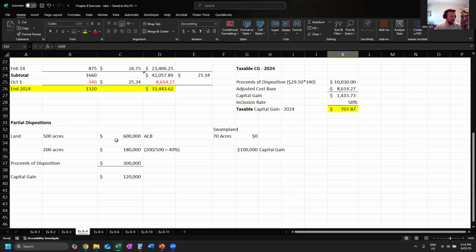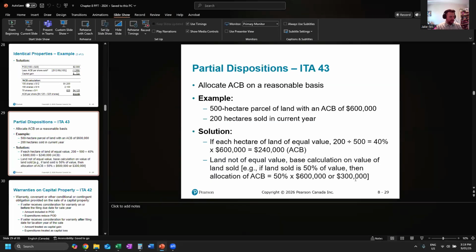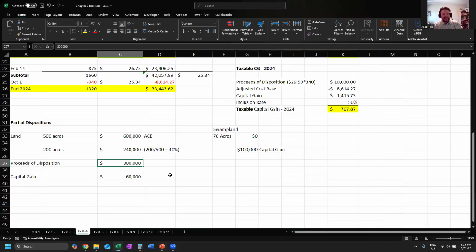So just to look at that transaction, $600,000 was our ACB. 40% was $240,000. So our proceeds of disposition, does it say in the example? I think it says in the textbook, but let's say we received $300,000. So someone paid us $300,000 for 200 acres. Those acres cost us $240,000, so we have a capital gain of $60,000. A taxable capital gain of $30,000.